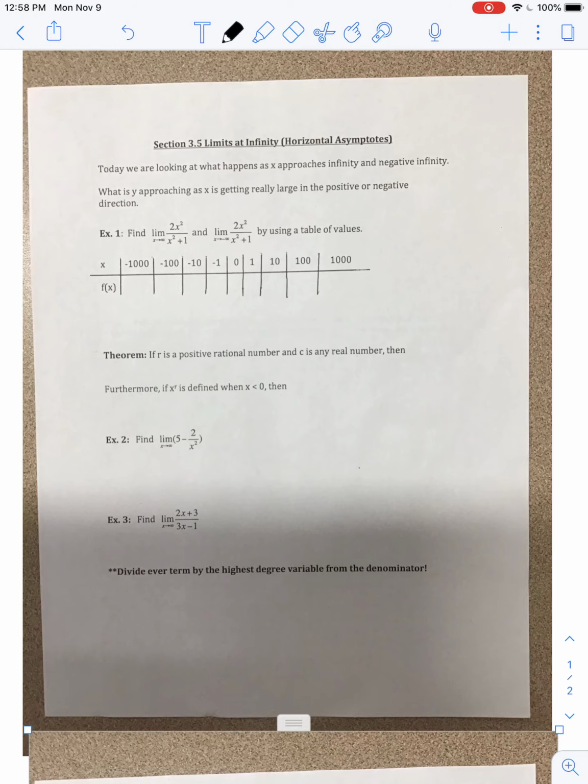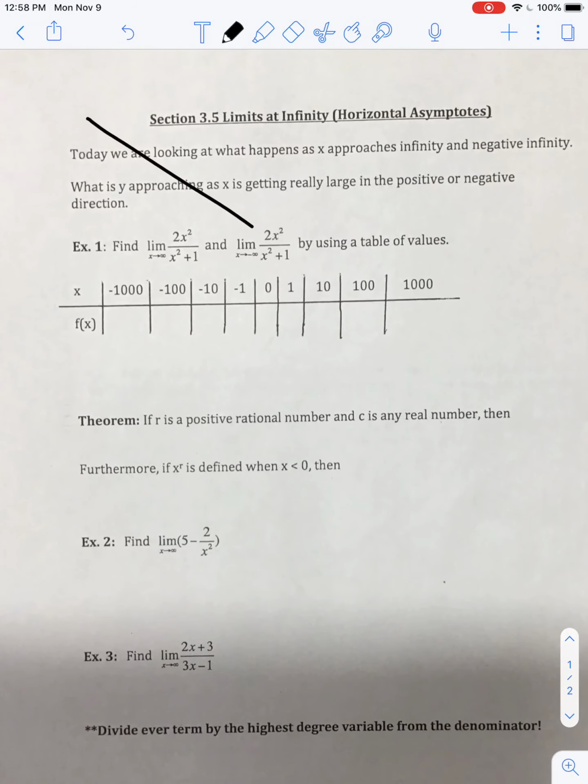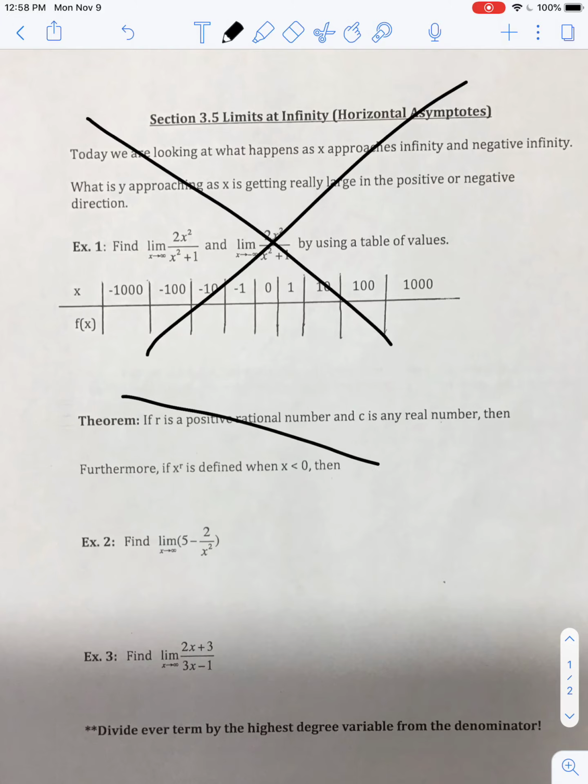I'm going to skip this opener right here and this thing right here. And I hope that's okay with you guys.